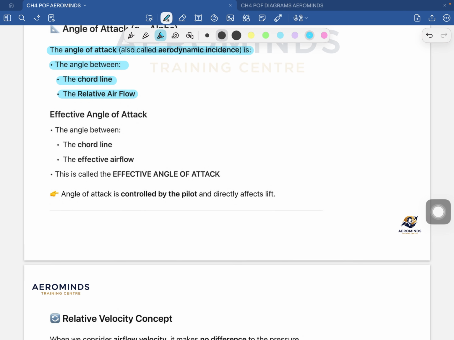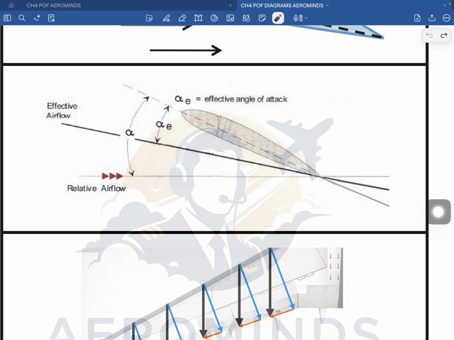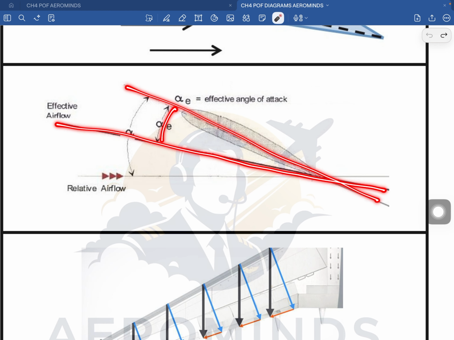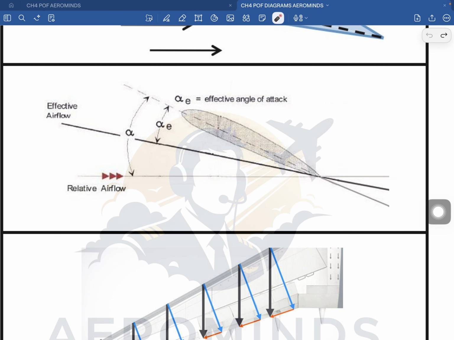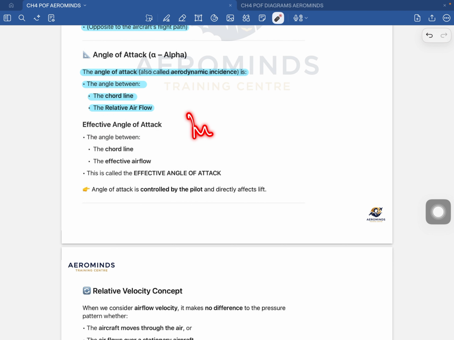So the effective angle of attack is the real angle which the wing will experience, and not just the geometric angle with respect to the free stream relative airflow. So remember this. This will be your effective angle of attack, and this, with respect to the relative airflow, will be your angle of attack. Remember that the effective angle of attack is what truly determines how much lift is being produced at that moment.